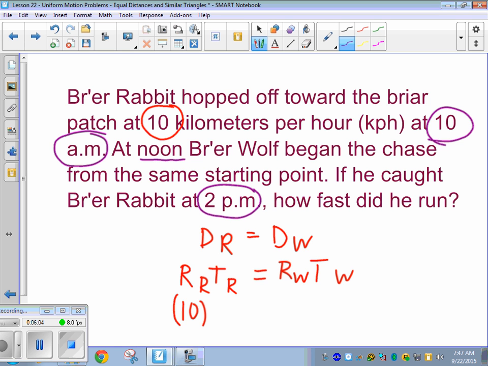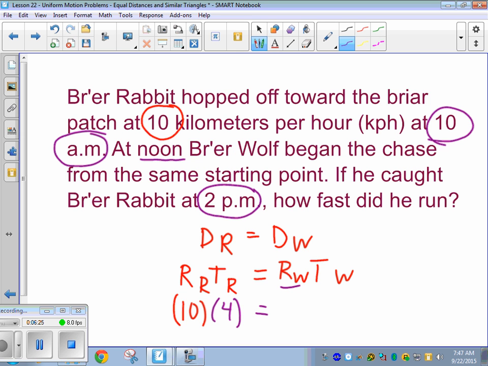So we can figure out both of their times actually pretty easily here, right? So the rabbit left at 10 a.m. and was caught at 2 p.m. So how many hours was the rabbit traveling for? What's 10 a.m. to 2 p.m., you guys? 4 hours. So the time of the rabbit was 4 hours, okay?